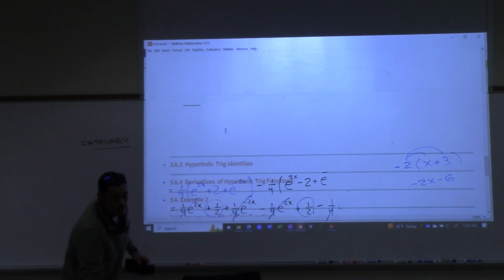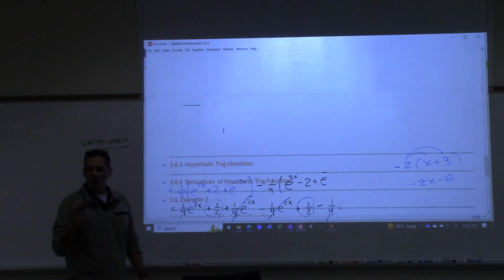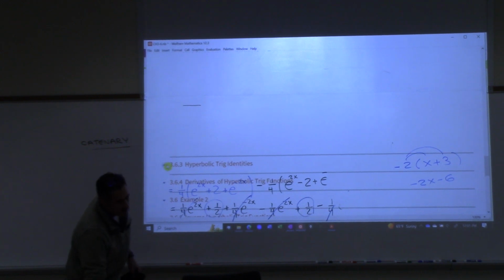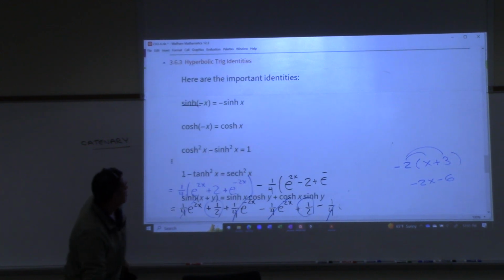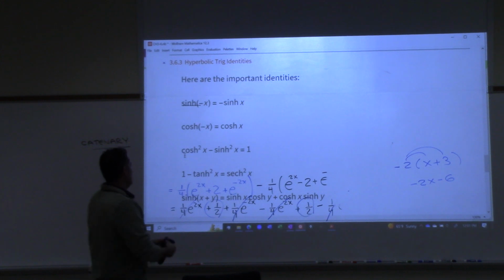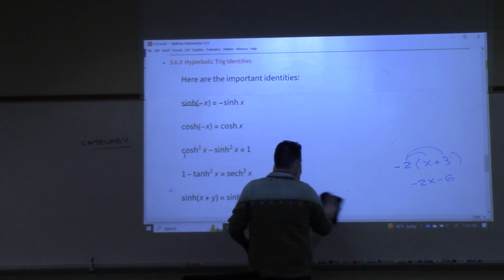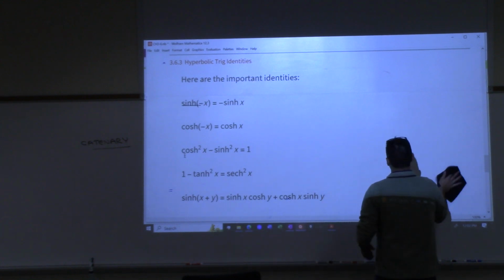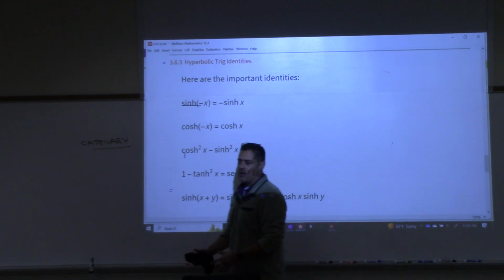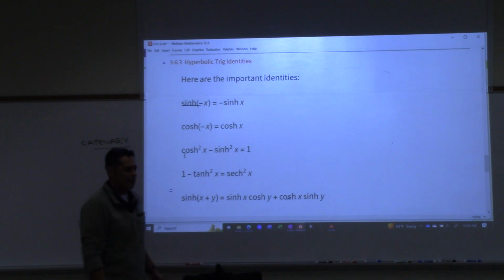All right, so that's one identity. Did we have a few identities in pre-cal? There's a whole page of them, right? So you have to imagine that there's a whole slew of identities when it comes to hyperbolic trig functions. And here's a bunch of them. These are all on your formula sheets, all right?